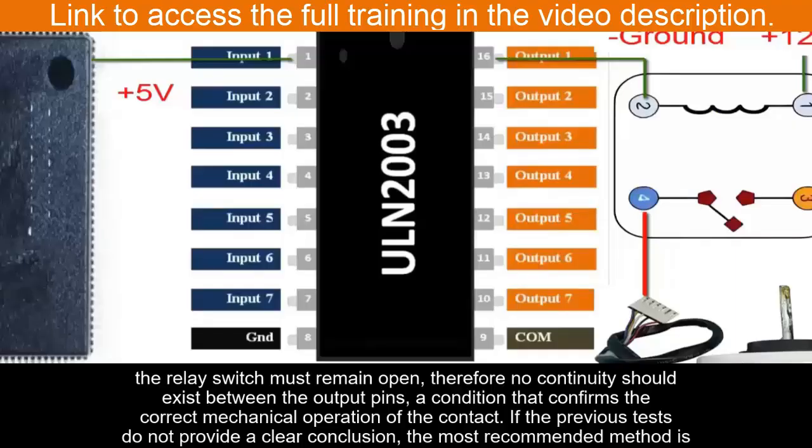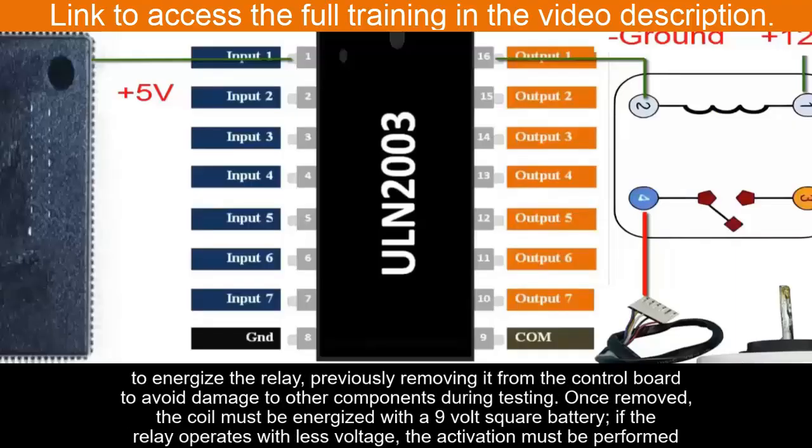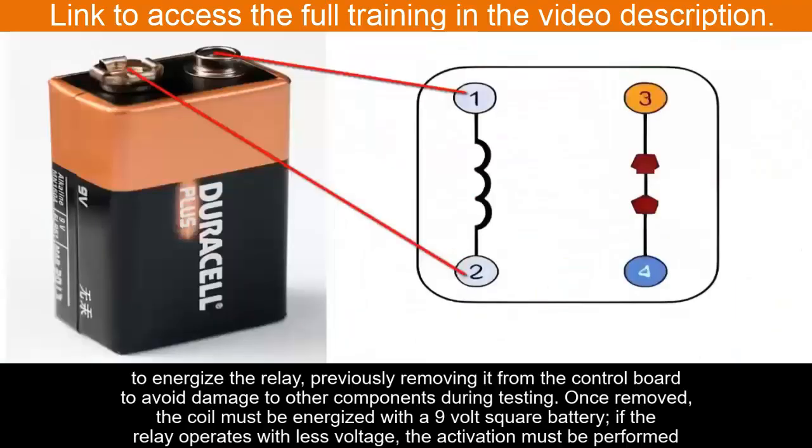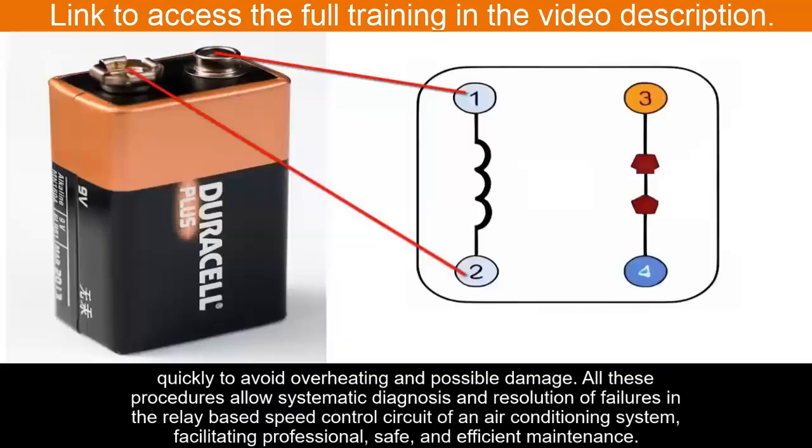If the previous tests do not provide a clear conclusion, the most recommended method is to energize the relay, previously removing it from the control board to avoid damage to other components during testing. Once removed, the coil must be energized with a 9-volt square battery. If the relay operates with less voltage, the activation must be performed quickly to avoid overheating and possible damage.